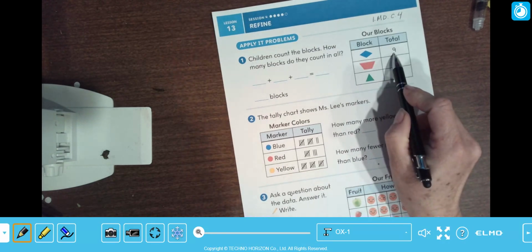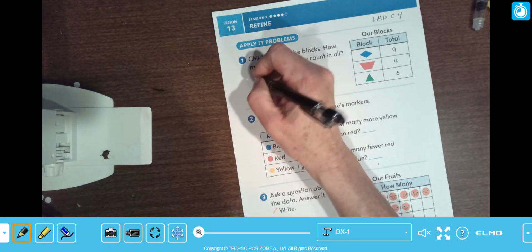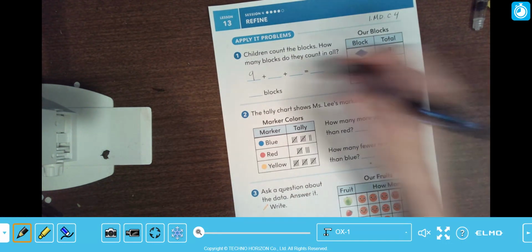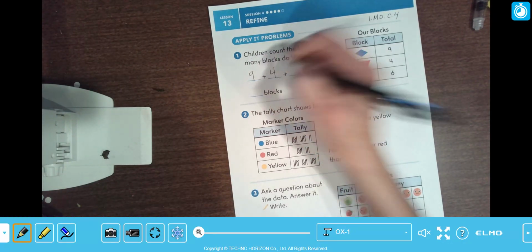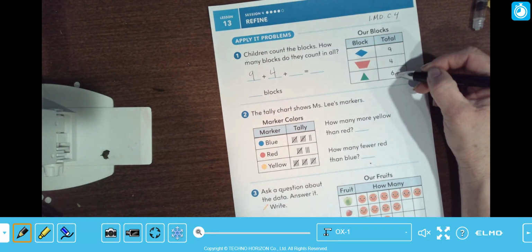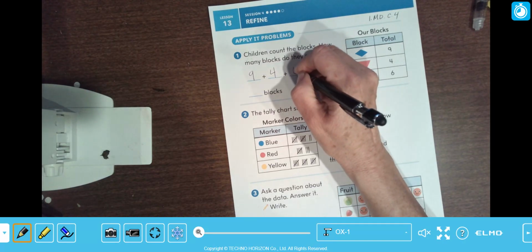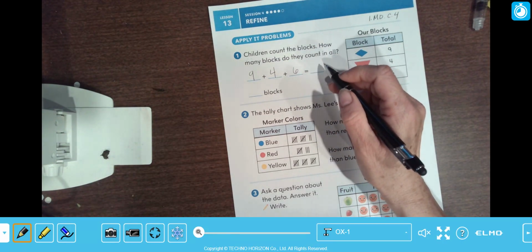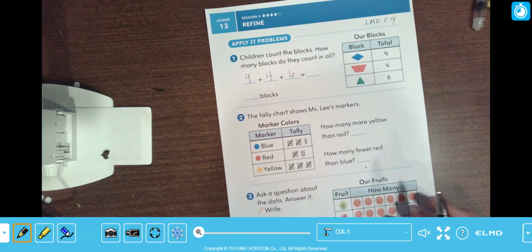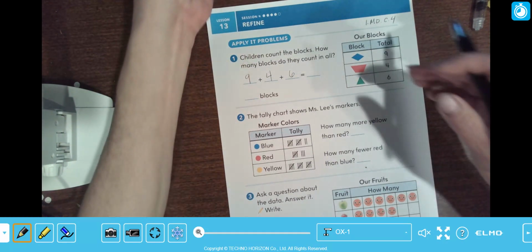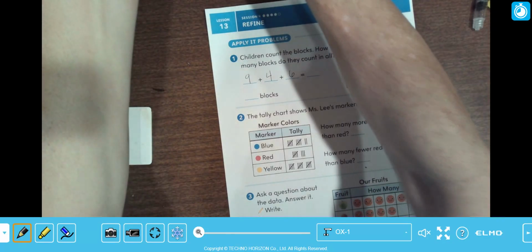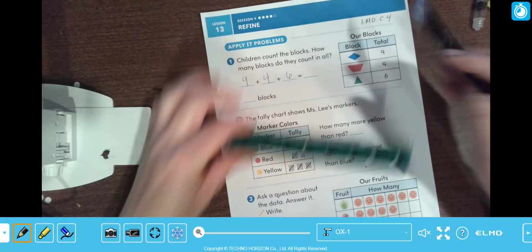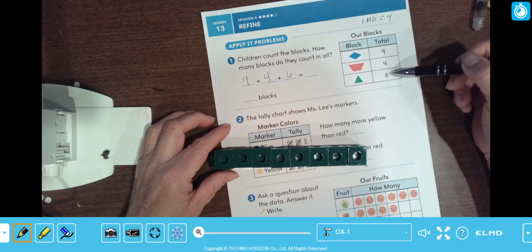So I'm going to write down on here 9 right here for the parallelograms or the rhombuses. And then 4 comes next. I'm going to write it here. And then 6 comes next. I'm going to write it here. Okay? And then you're going to add them all up. Now, when you're adding, you can use blocks like these, right? So you'd have 9 blocks, then 4 blocks, then 6 blocks.